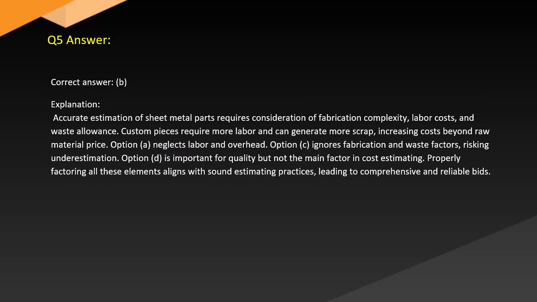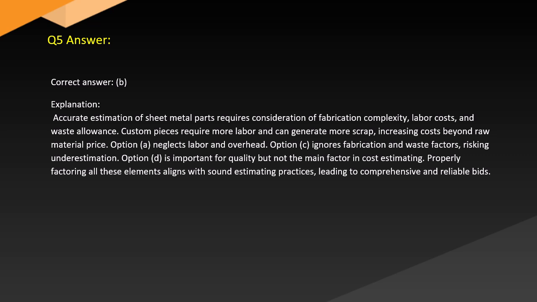Answer. Correct answer: B. Explanation. Accurate estimation of sheet metal parts requires consideration of fabrication complexity, labor costs, and waste allowance. Custom pieces require more labor and can generate more scrap, increasing costs beyond raw material price.